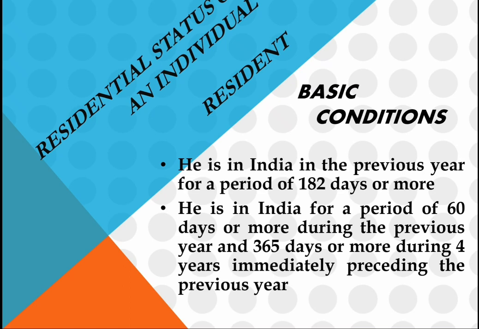Then the second criterion is more complicated. That is, it involves a calculation over multiple years. That means an individual who has been present in India for a minimum of 60 days or more during the previous year, and over the 4 years immediately preceding the financial year, their total physical presence in India is 365 days or more. This is the second criterion of basic condition.